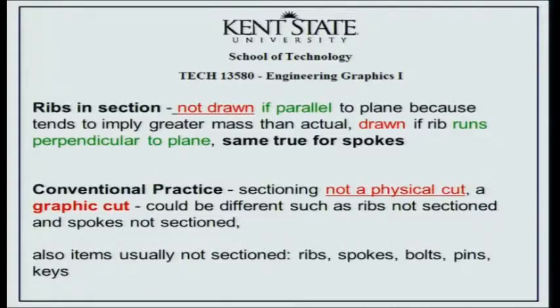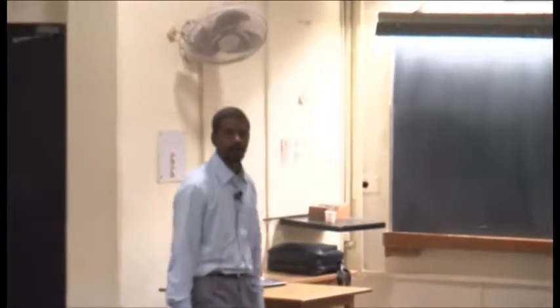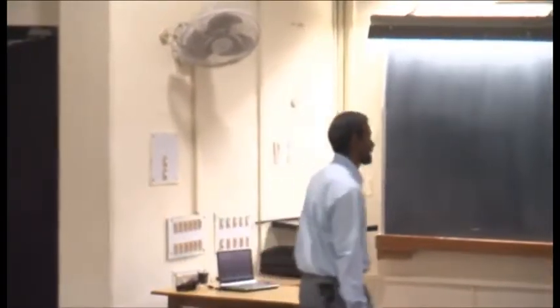Okay. So this is from another source, Kent State University. I'll go a little fast. Ribs in section not drawn if parallel to plane because it tends to imply greater mass than actual. Drawn if the rib runs perpendicular to the plane, and the same is true for spokes. Conventional practice, sectioning is not a physical cut. This is something that I liked.